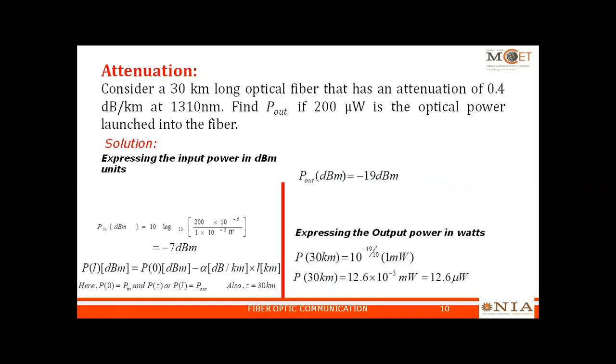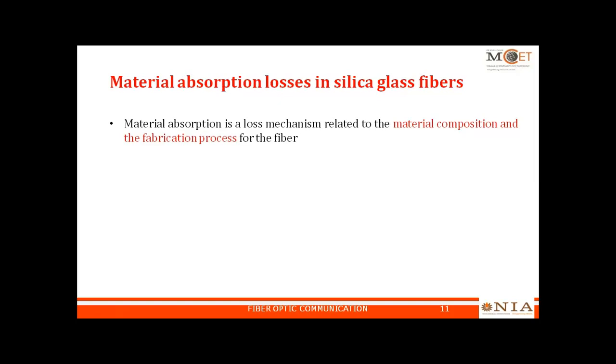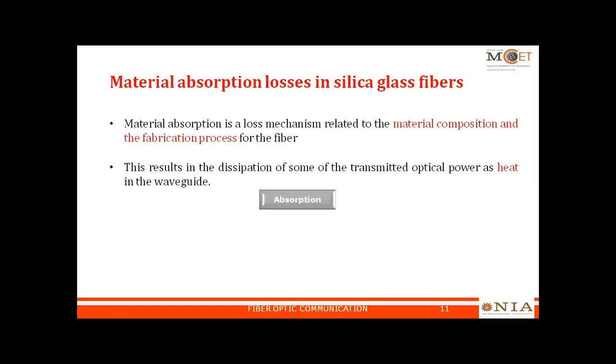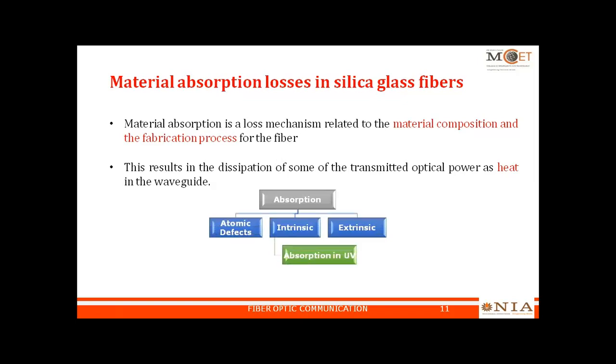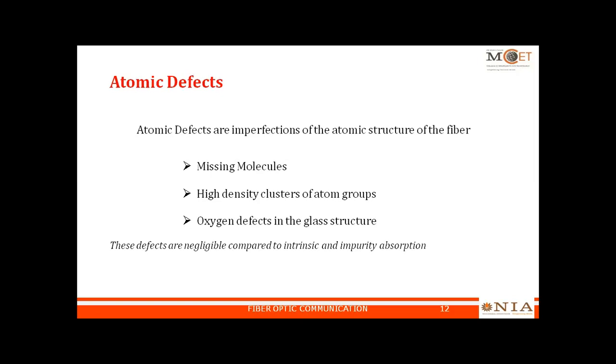Absorption, this we have already seen. There are three types: atomic defect, intrinsic, and extrinsic. Atomic defect is due to missing molecules. Intrinsic occurs in the ultraviolet region and IR region. Extrinsic is due to impurities. Atomic defect has three reasons: one is missing molecules, second is density cluster, and third is oxygen defect in the glass structure. This happens in atomic defects. Intrinsic means this happens only in pure silica fiber.